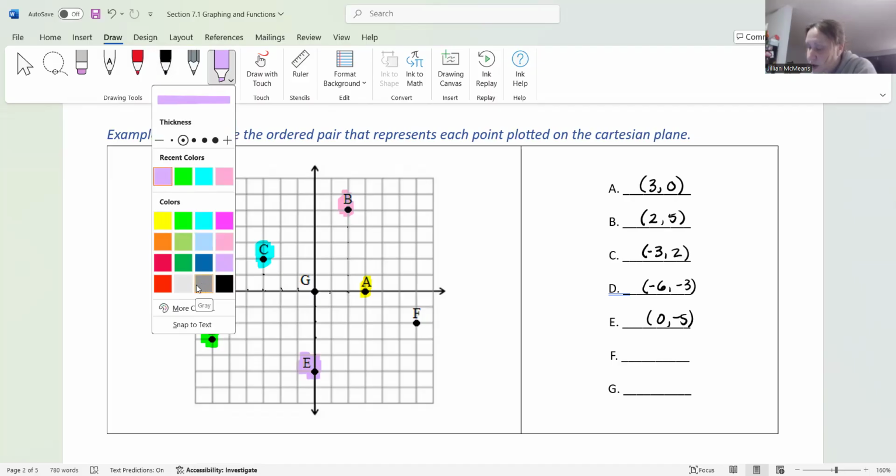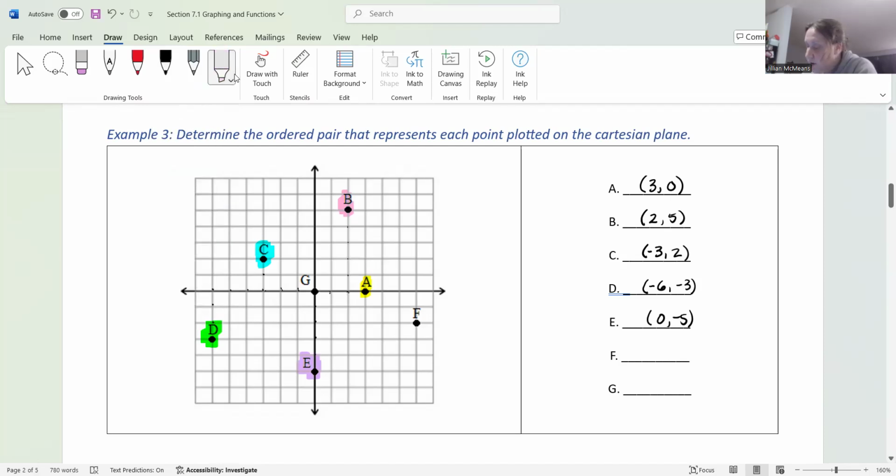Let's do this grayish color. All right, so A, B, C, D, E, F. So F, we would have to, let's see, from the origin, I'd have to go to the right 1, 2, 3, 4, 5, 6, and then I would have to go down 1, 2. So my x coordinate would be positive 6, and my y coordinate would be negative 2. And that's how I would get to the point F.